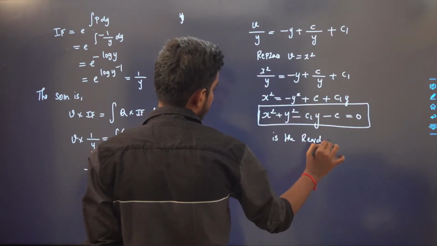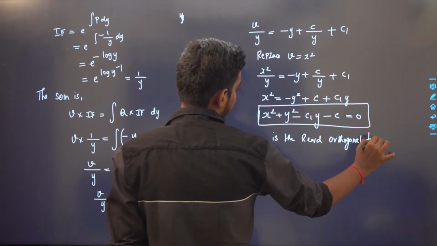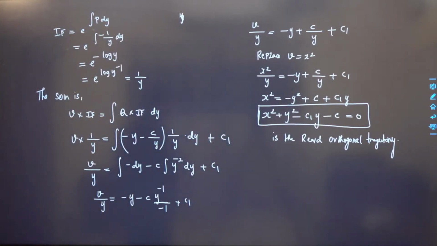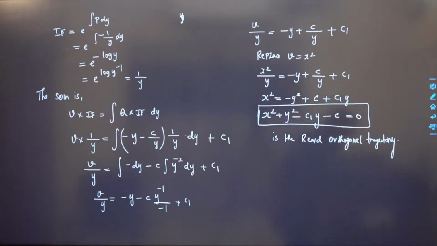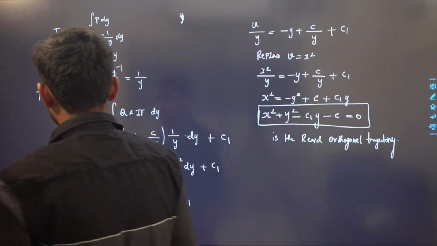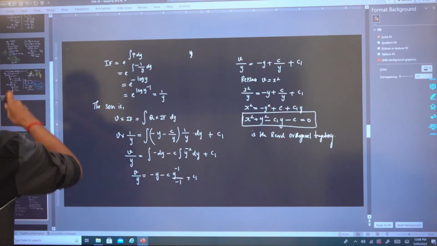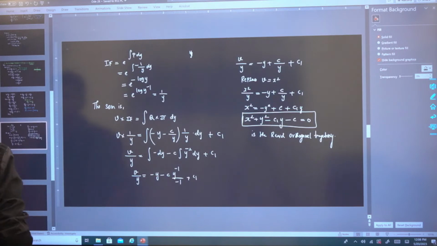Is it clear? The required orthogonal trajectory, right. The next problem is a very similar problem, so you just have to understand the solution for this. It is x square plus y square minus c1y minus c is equal to 0. This is the required orthogonal trajectory, right? We'll move on to the fifth problem.